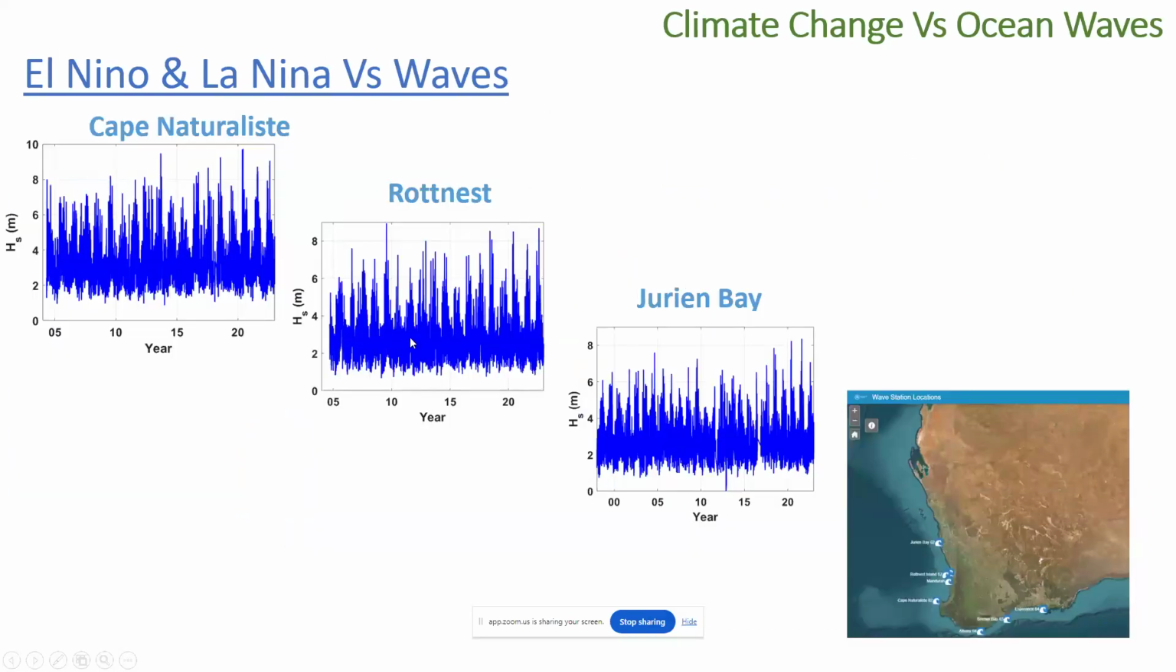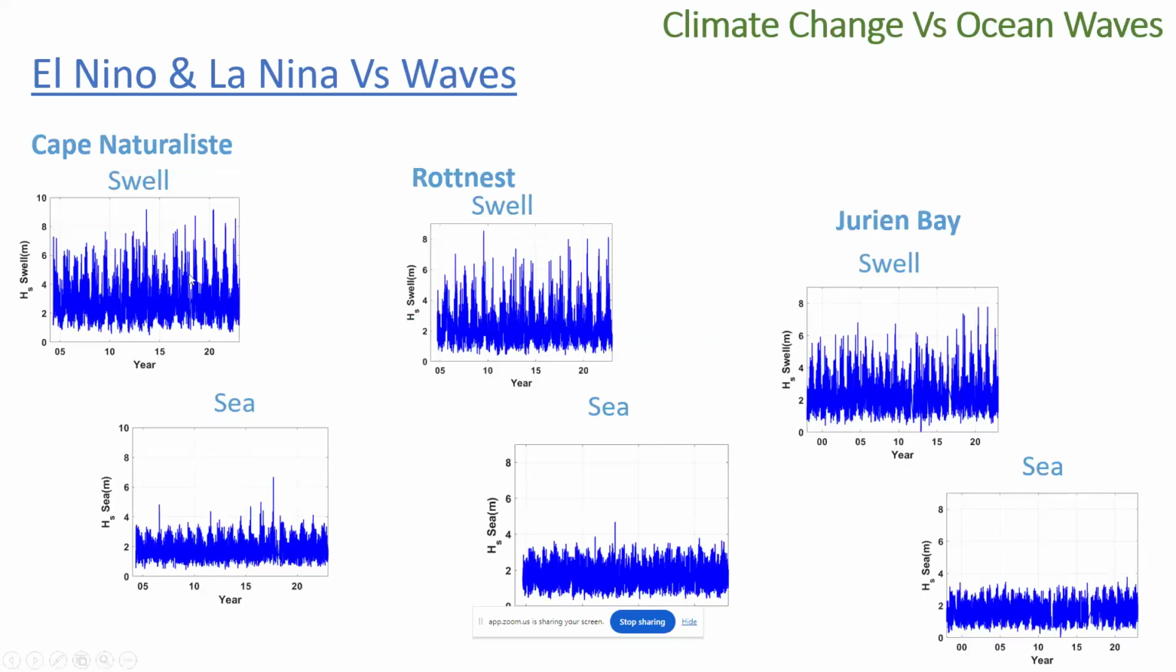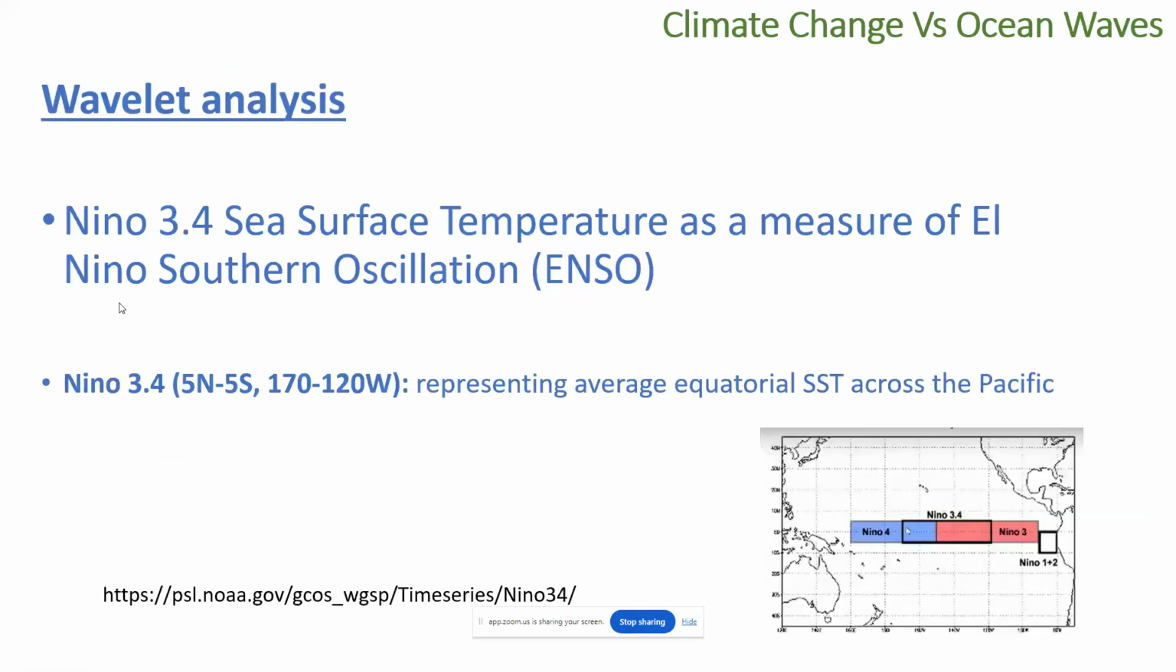If I try to look into this wave height in these data sets for the 3 locations, this shows the variations of wave height with time. As you can see, for the Cape Naturalist, higher waves are observed. The highest wave lies around 10, whereas for Rottnest and Julian Bay, the highest wave lies around 8. If I look into the sea and swell components, as explained earlier, the sea waves are small waves, so you can see that the sea wave height generally lies around 2, whereas the swell wave seems to be the dominant component, with high wave heights. So this is about the wave height parameters.